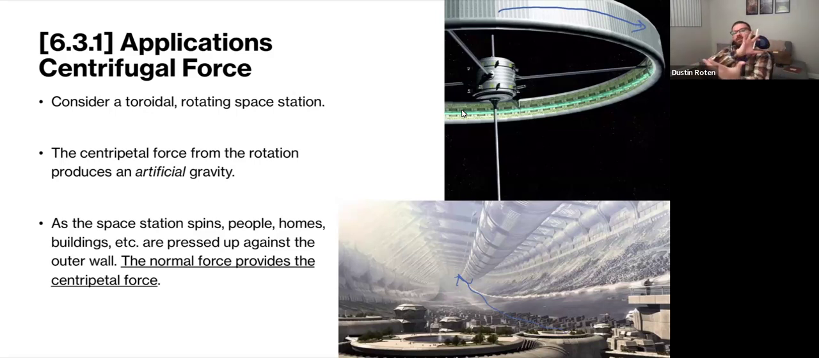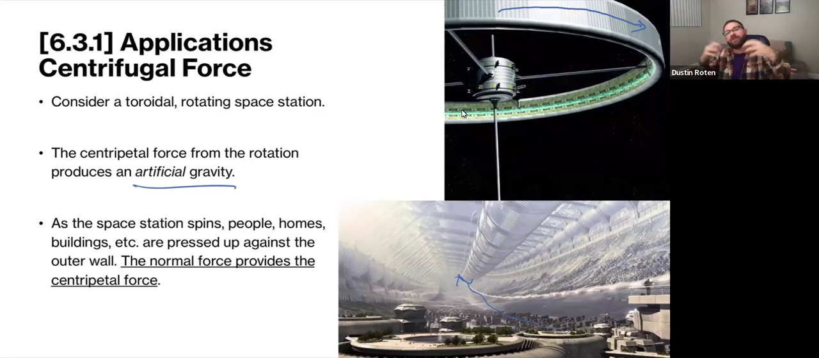So the idea is that if you spin it at the right speed, you throw everybody and everything up against the wall, and as long as it keeps spinning, people sort of get stuck there up against the wall. So the centripetal force from the rotation produces an arc of gravity. So as the space station spins, people will sort of be stuck to the wall.